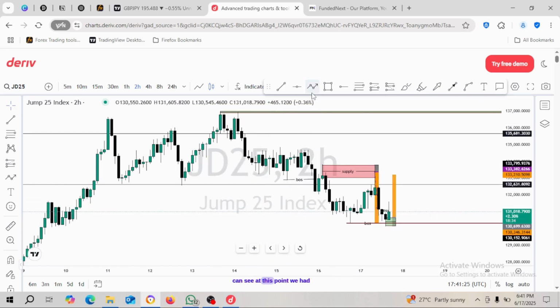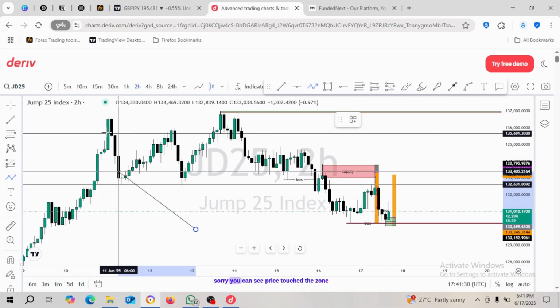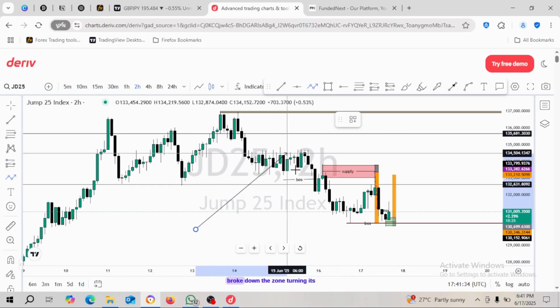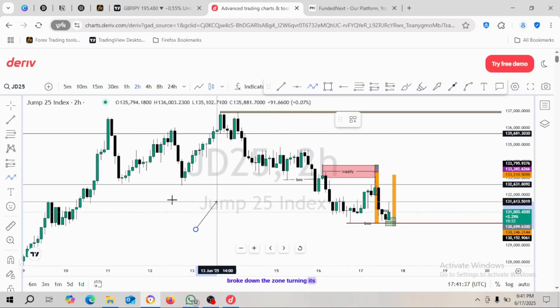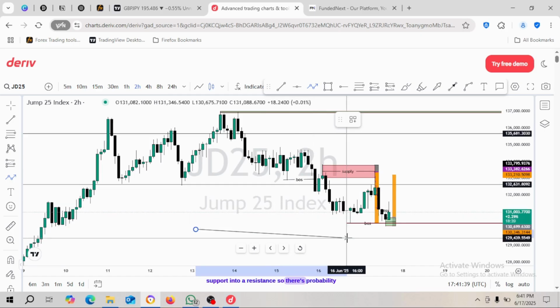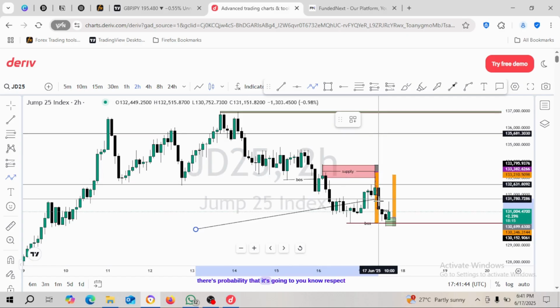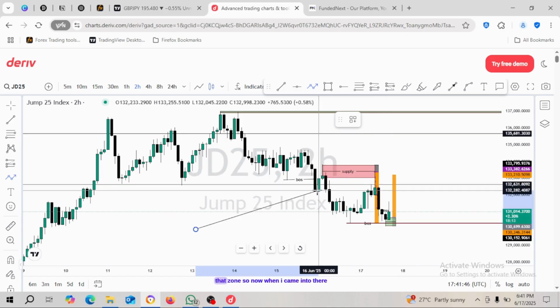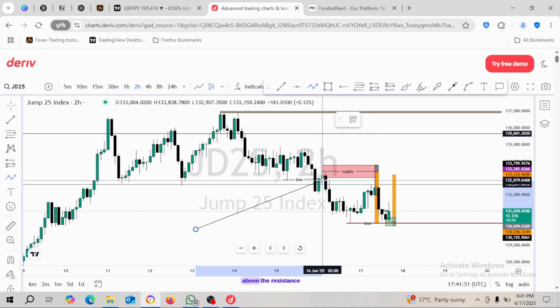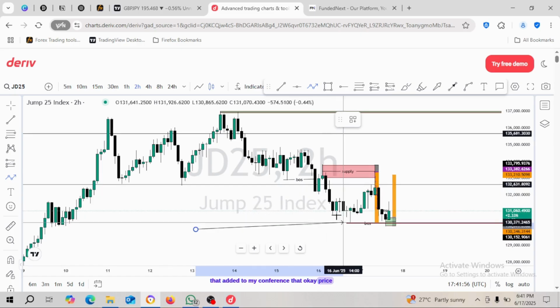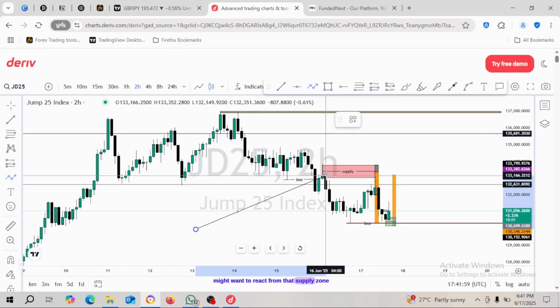Now you can see at this point we had a support at this zone. Price touched this zone, and you can see price broke down the zone, turning the support into a resistance. So there's a probability that when price comes to touch this level, it's going to respect that zone. Now when I came in, there was a supply zone lying above the resistance. That added to my confidence that price might want to react from that supply zone.